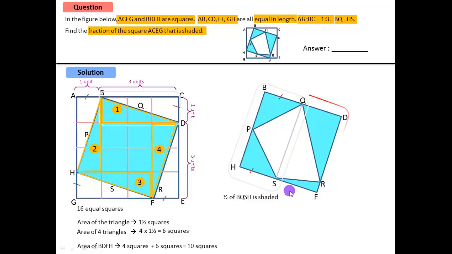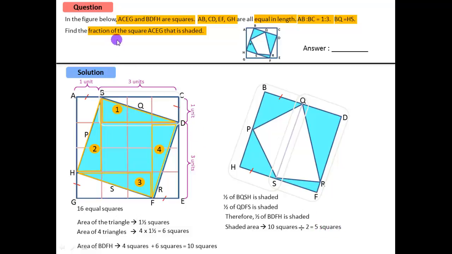Over here, we have another rectangle, and similarly, it has a triangle that takes up exactly half of its area. So, half of the rectangle QDFS is shaded. This means that half of the whole square BDFH is shaded. We know from our previous calculation that the area of the square BDFH is 10 squares. Since only half of it is shaded, the shaded area would be 10 squares divided by 2, which gives us 5 squares. Now we know that the shaded area is 5 squares.